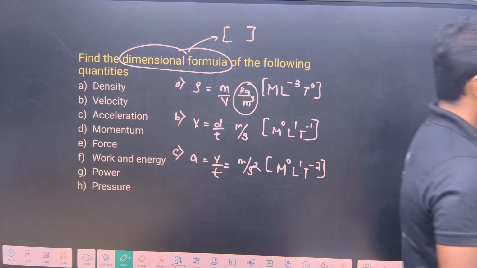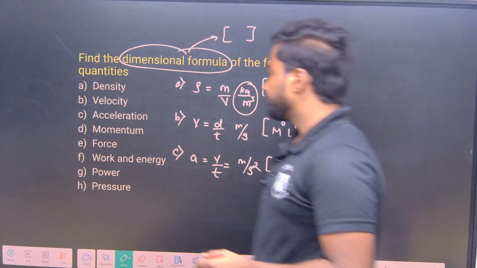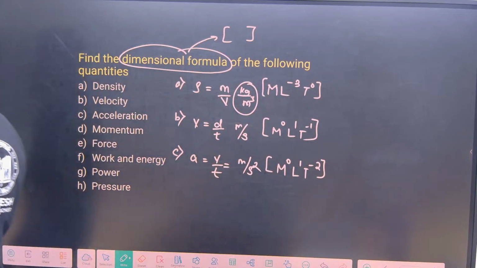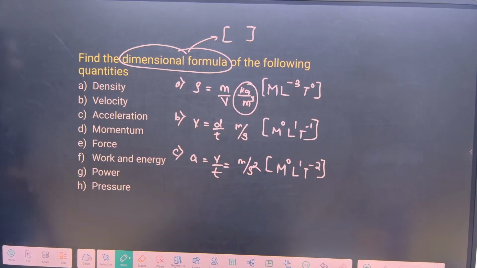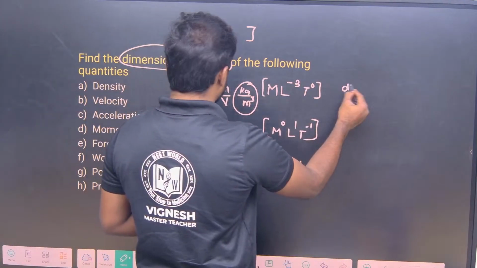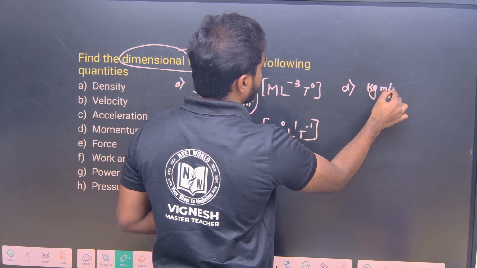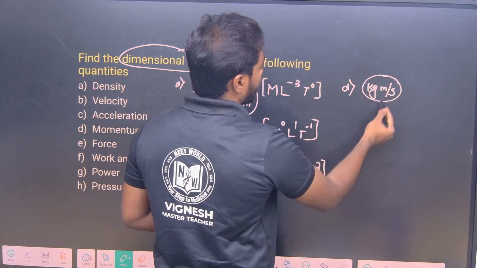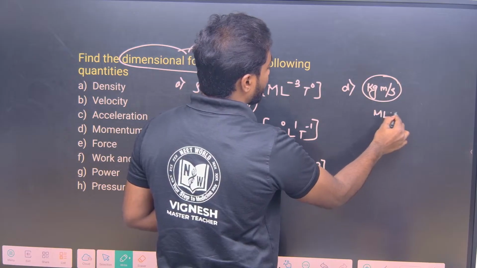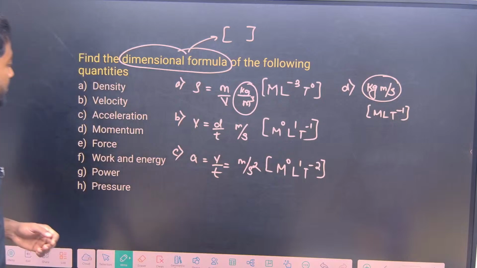What about the fourth one? The fourth one is momentum. Momentum is mass into velocity. Mass is kg, velocity is meter per second, so this is the SI unit. So the dimensional formula is M L T power minus 1.